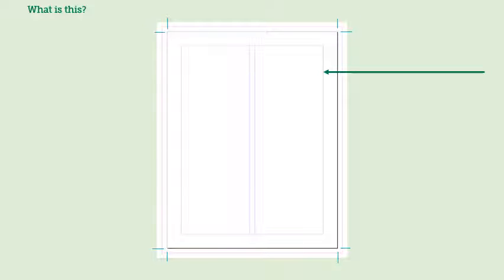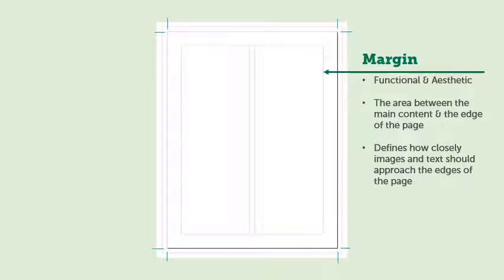Okay. Now we have this pinky purple rectangle. Does anyone know what that is? That is your margin. We're going to talk about the margin again a little bit later into this deck, but the basic things you need to know about the margin are they are both functional and aesthetic, and they are the area between the main content and the edge of the page.